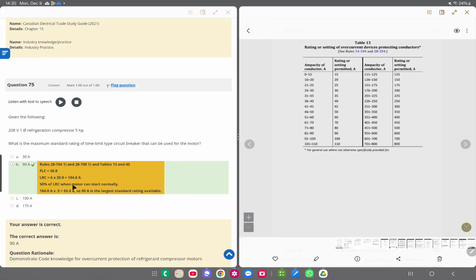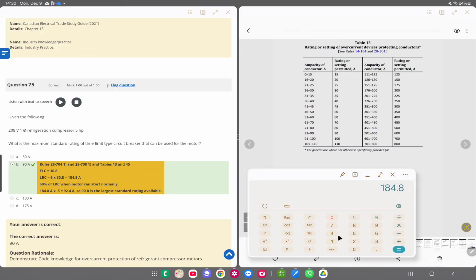50% of LRC. So we got 185 for a locked rotor current. Oh, my bad. It's a cold motor. So locked rotor current is 185. You divide it by 2.